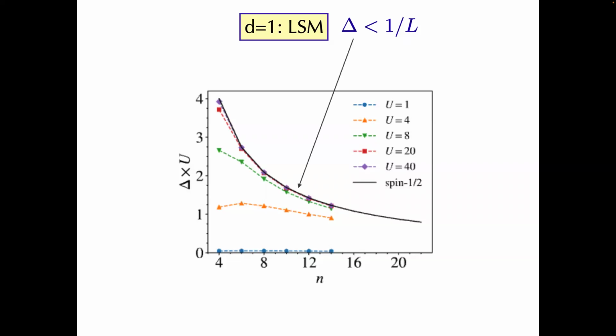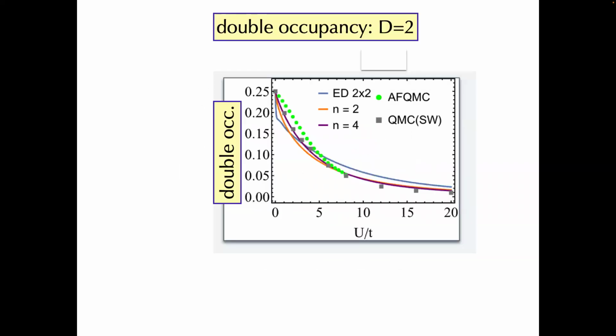Now the question everyone is asking is, what about 2 dimensions? How do you solve that problem? We can solve that one also. Here's a comparison of the double occupancy as a function of U for systems we can realistically solve, a 2x2 or a 4x4. And this and this are fairly exact quantum Monte Carlo simulations.